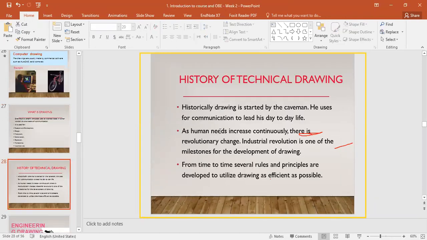History of technical drawing. Solitary drawing started with a caveman. He used it for communication in his day-to-day life. Means that in our previous world, the caveman used drawing to indicate some points. You can say that a caveman started surveying an area or searching for food. He goes somewhere, and at that time, it is almost getting too late.